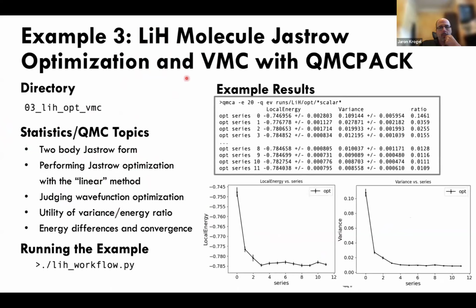In the third example, we'll now introduce Jastrow optimization. So you'll learn more about the two-body Jastrow form and performing Jastrow optimization with the linear method. We'll go over more about judging the quality of the wave function optimization and assessing the energy differences in convergence to know whether you're done with the optimization.